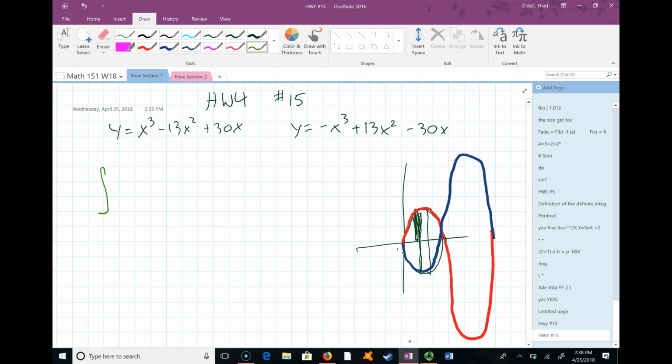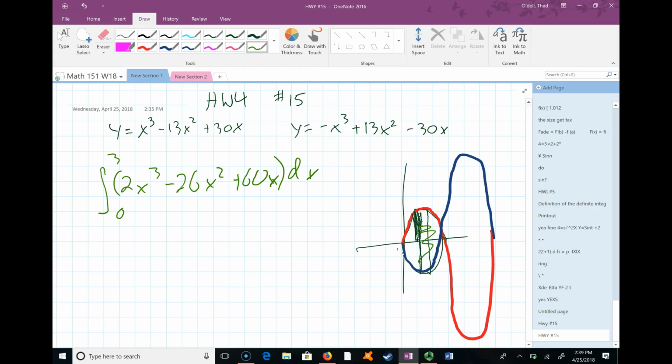So the first one we're going to integrate from 0 to 3, and it's going to be 2x cubed minus 13x squared. Oh, whoops, I should have multiplied everything by 2. Minus 26x squared plus 60x dx. And that would take care of this one.